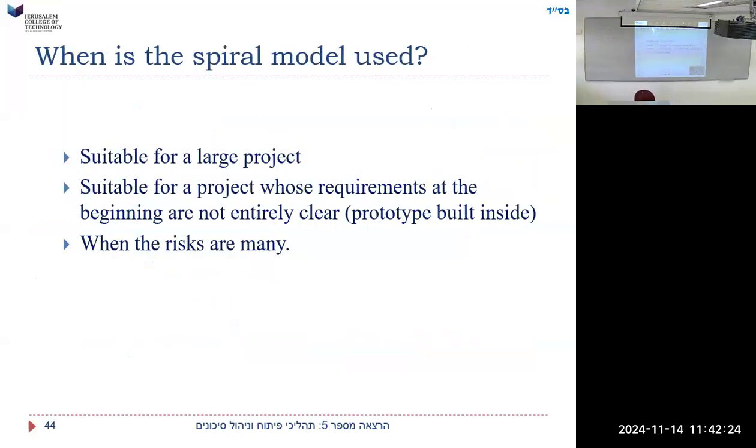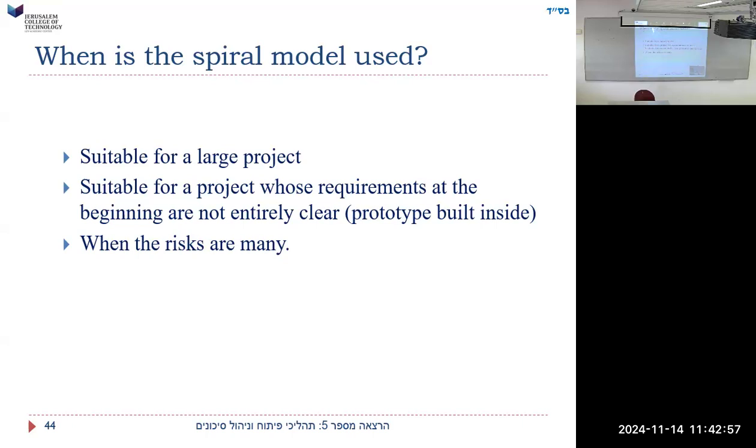Okay, when is the spiral model used? Suitable for a large project. Why suitable for a large project? I guess if it's very small, there aren't going to be many stages, you can just plan it out and you're done. So here, it's good when we have lots of parts. Suitable when a project's requirements at the beginning are not entirely clear. That's why a prototype is built inside, in other words, in the project, we include the idea of a prototype too, which helps.